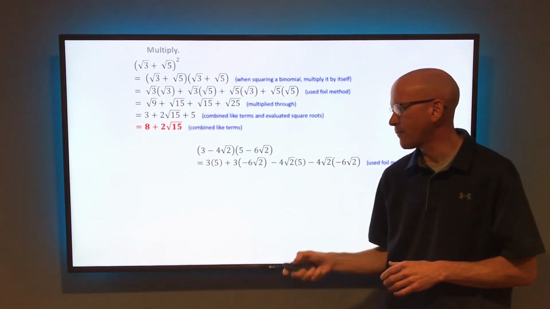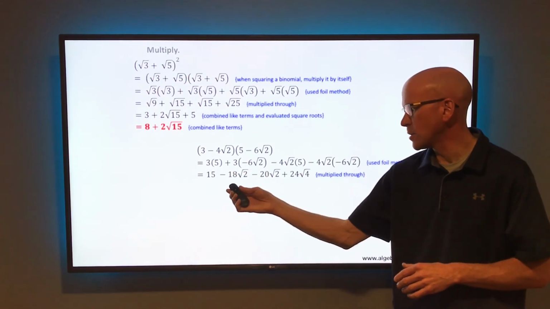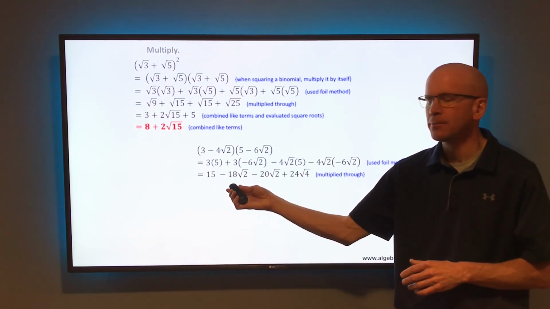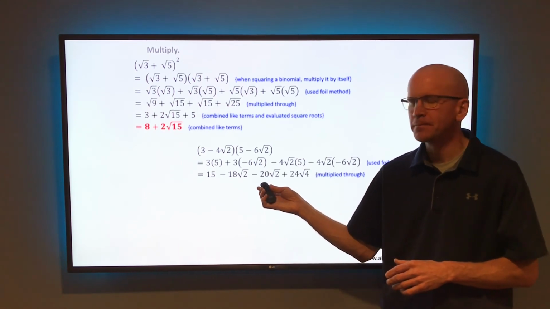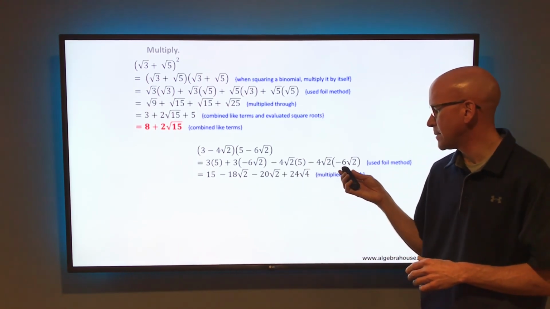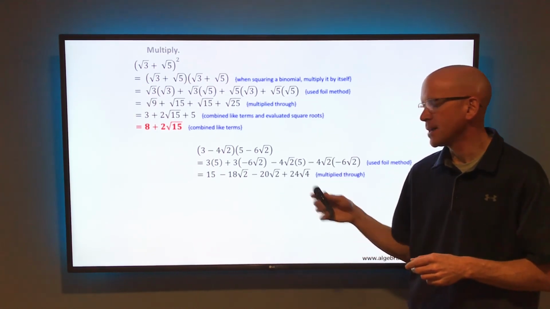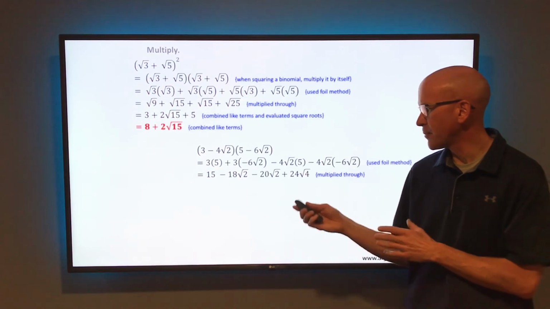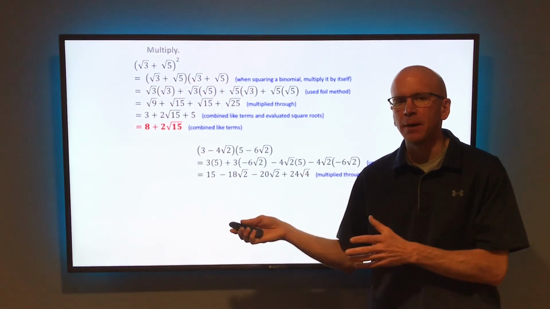Multiply through that. Out front, 3 times 5 is 15. Then 3 times negative 6 square root of 2 would be negative 18 square root of 2. Then negative 4 square root of 2 times 5, that is negative 20 square root of 2. And on the end, negative 4 square root of 2 times negative 6 square root of 2, watch your signs. It's positive 24 times the square root of 4. Keep simplifying that. Look for any radicals that will be simplified, any like terms that can be combined.